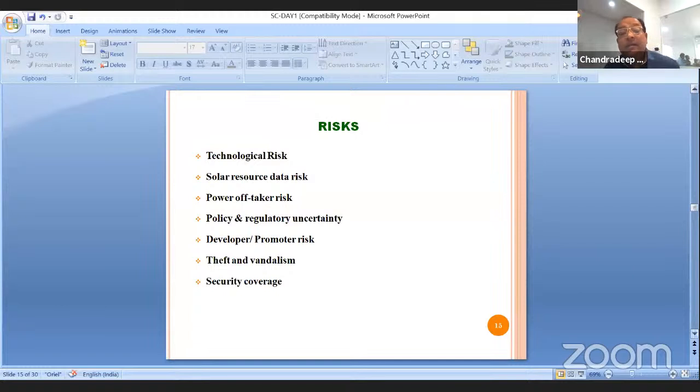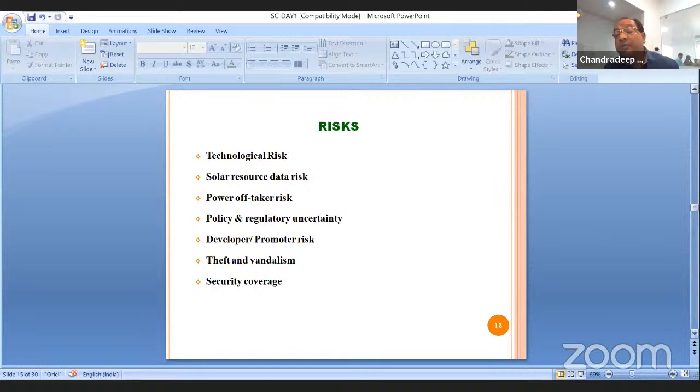Every project has a risk, a small risk. So solar also has a little bit of risk. That is the technological risk. Any technology that you are considering today as an upcoming technology can be obsolete after 5 years. Not tomorrow, after 5 years. Solar resource data, there can be some mistake in collecting this data. Power off-taker: suppose somebody says, I take your power, but after 2 years says, I don't take your power. That risk is there.